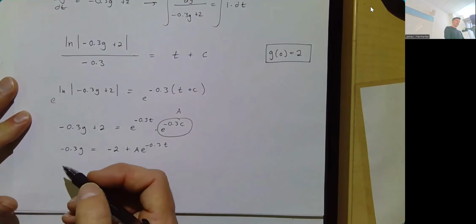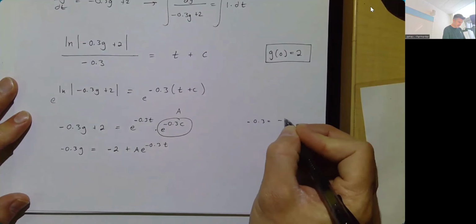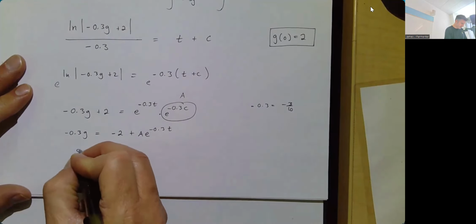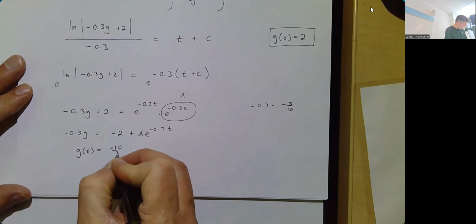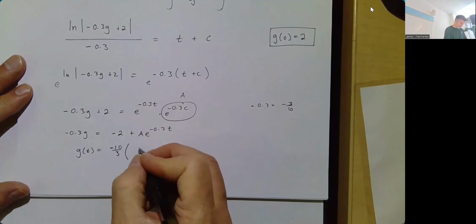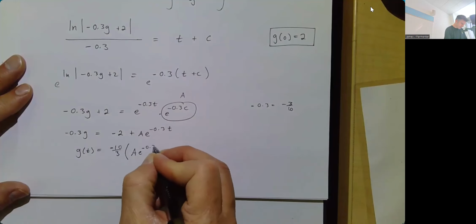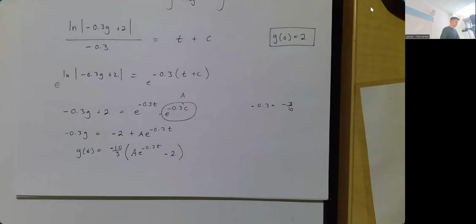Instead of dividing by negative 0.3, let's say that negative 0.3 is negative 3/10. So we can multiply both sides by negative 10/3 just to make it look not quite so heinous. So g of t is going to be negative 10/3 times a e to the negative 0.3 t minus 2. And then we can plug in and find our a value.